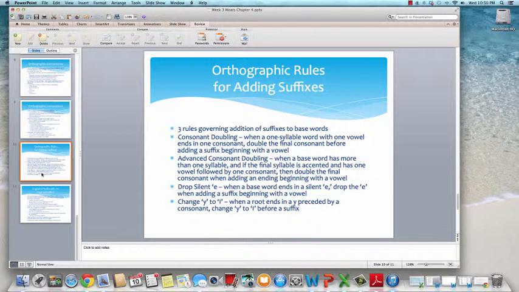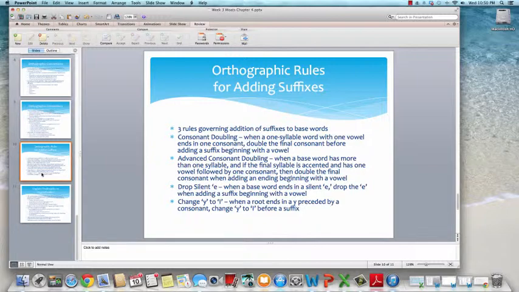You have the consonant doubling rule, which I mentioned earlier, which is when a one-syllable word with one vowel ends in one consonant. You have to double the final consonant before adding a suffix beginning with a vowel, or else it changes it to a long vowel sound instead of a short vowel. Then you have advanced consonant doubling.